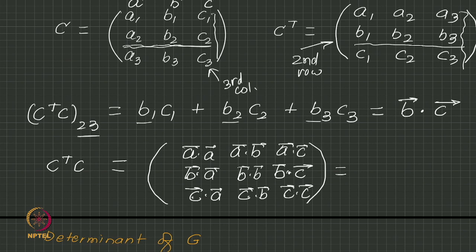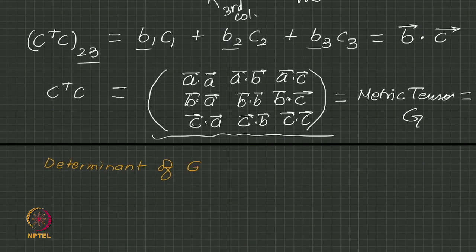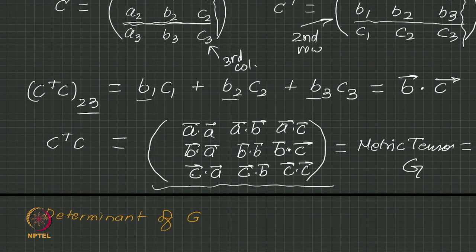So, you get this matrix, but what is this matrix? This should now be familiar to you. We defined it as some matrix just in this lecture, the G matrix, the metric tensor. So, this is the metric tensor, which we called G.